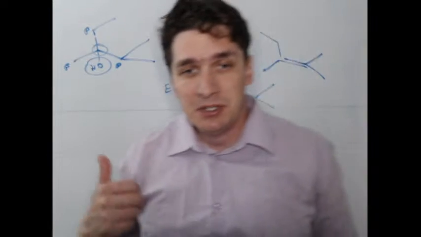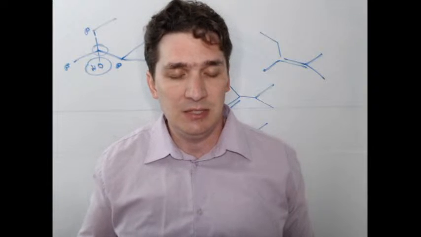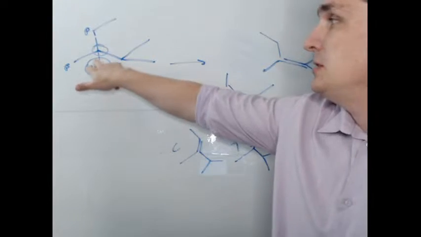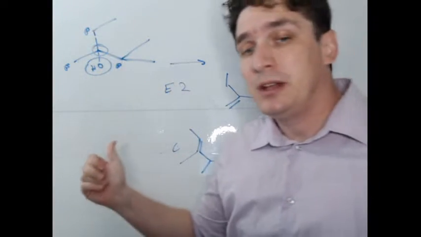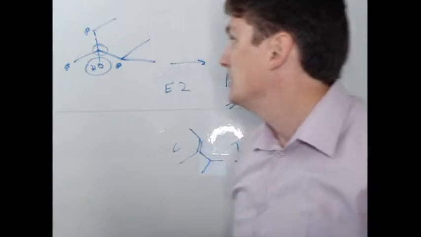If you have E1, which is a polar protic solvent, typically alcohol dehydration using sulfuric acid, H2SO4, not only do you have to look at what you'd expect for the E2 products, you'd also have to look at what you'd expect for carbocation rearrangement if it does occur.